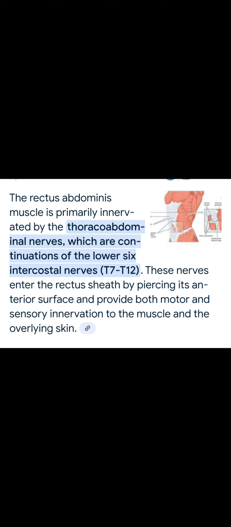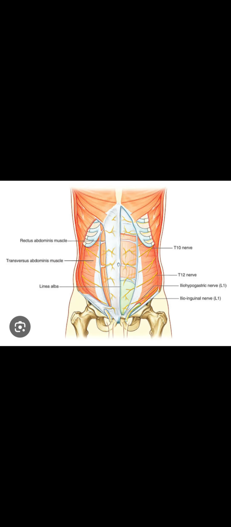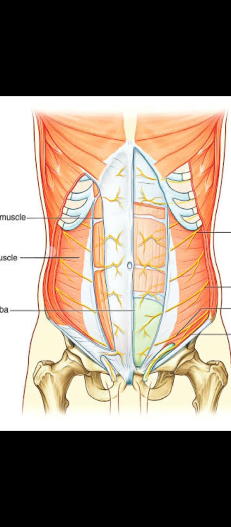The rectus abdominis muscle is primarily innervated by the thoraco-abdominal nerves. Thoraco-abdominal nerves are a continuation of the lower six intercostal nerves, T7 to T12. These nerves enter the rectus sheath by piercing its anterior surface and provide both motor and sensory innervation to the muscle and the overlying skin. Here we can see this diagram, the nerve supply of the rectus.